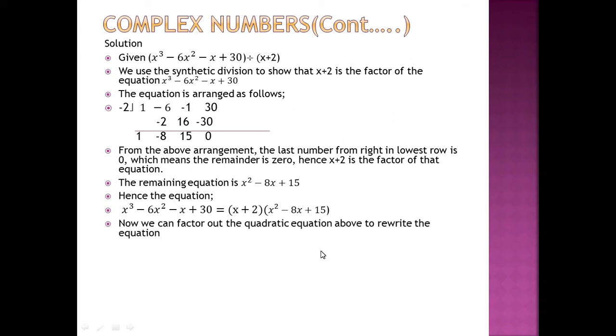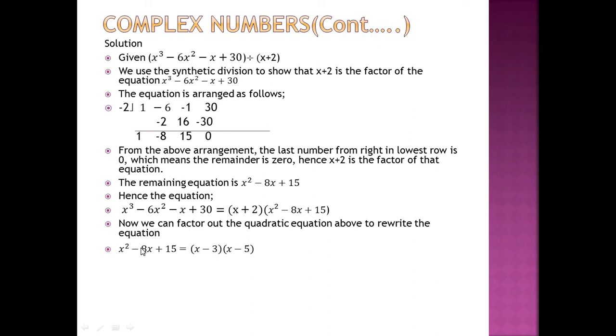Now we can factor the quadratic equation above to rewrite the equation. For x squared minus 8x plus 15, we can use the method of factorization. And how can we do it? When we want to factorize this quadratic equation, it is simple. Or you can use the quadratic formula to evaluate these values.